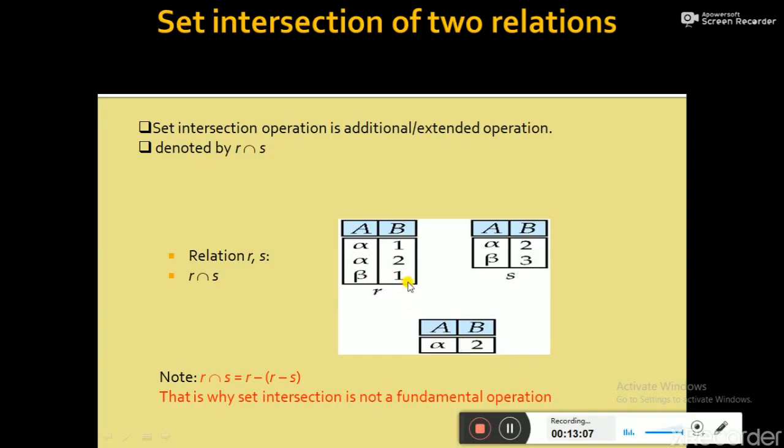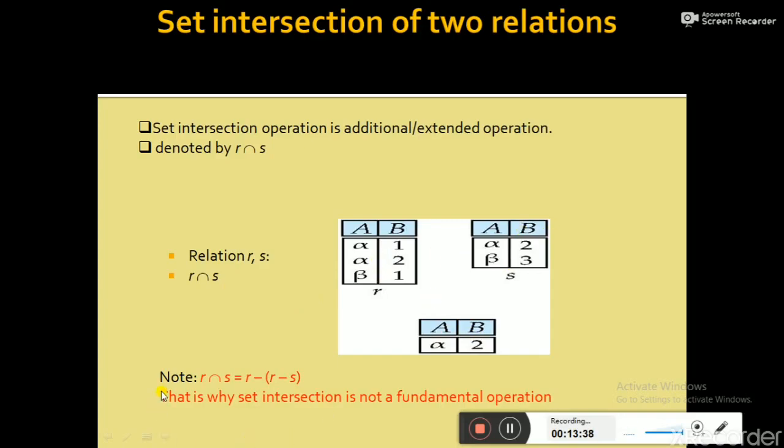Now beta 1 is present in R, but beta 1 is not present in S, so beta 1 is not going to be stored. Now if you consider the relation S, alpha 2 is present in S and alpha 2 is also present in R, and it is already included, so no need to write it again. Now beta 3 is present in S, but beta 3 is not present in R, so beta 3 is not going to be included in the resultant relation. So this is the output of R intersection S on these two relations.